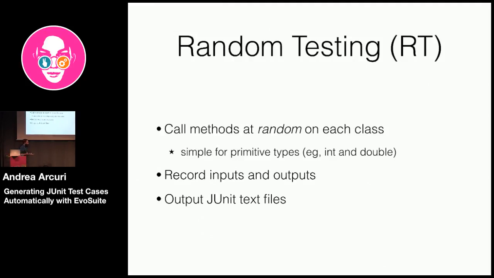So if I have to write a tool to write these test cases automatically, the easiest thing I can think of to start from is just to do things at random. So for example, if I have a class, I can start to call its methods at random. If I have some inputs, I will put random inputs. Then I will check what happens. I execute the method with those random inputs, and I record the output. And once I have input-output, I just output it in a JUnit file.